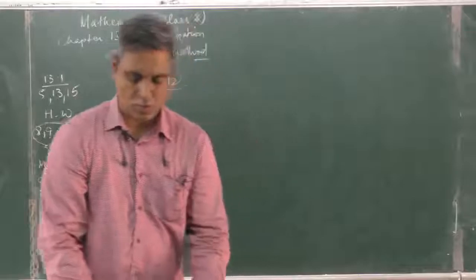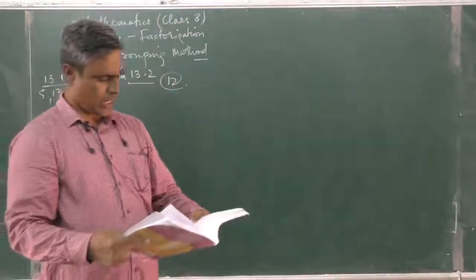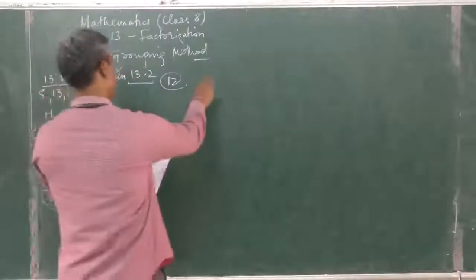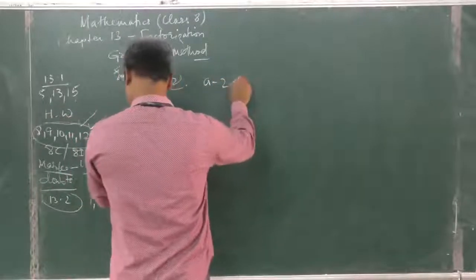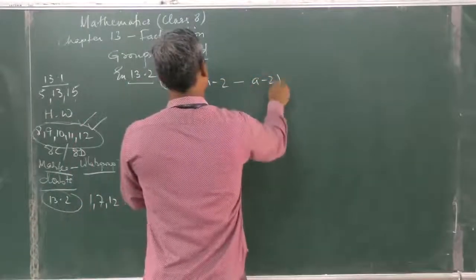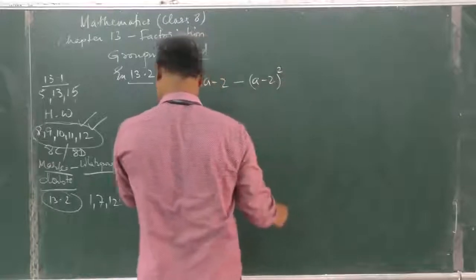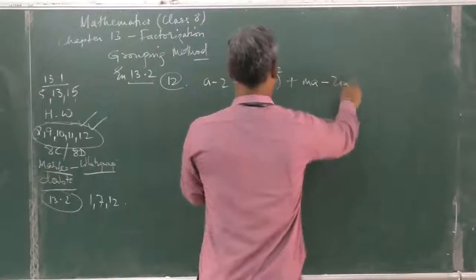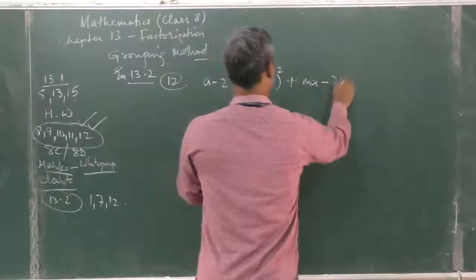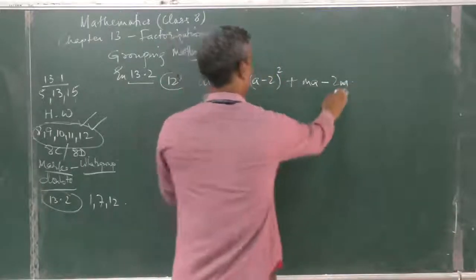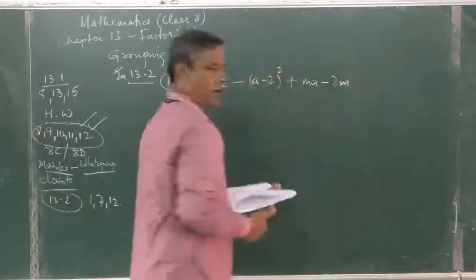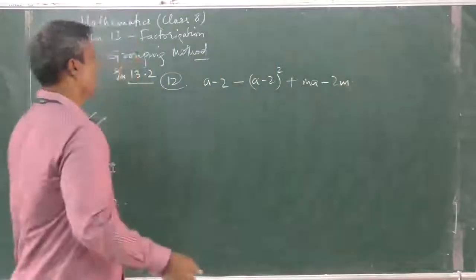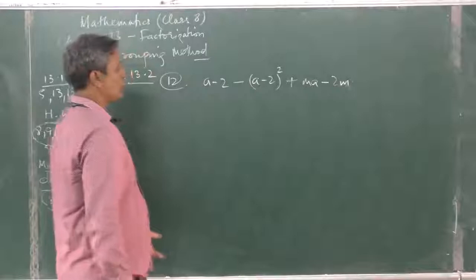What does question 12 tell us? a minus 2, a minus 2 minus a minus 2 square, plus m into a minus 2, minus 2m. All right. Now, this is a slightly different type of question.